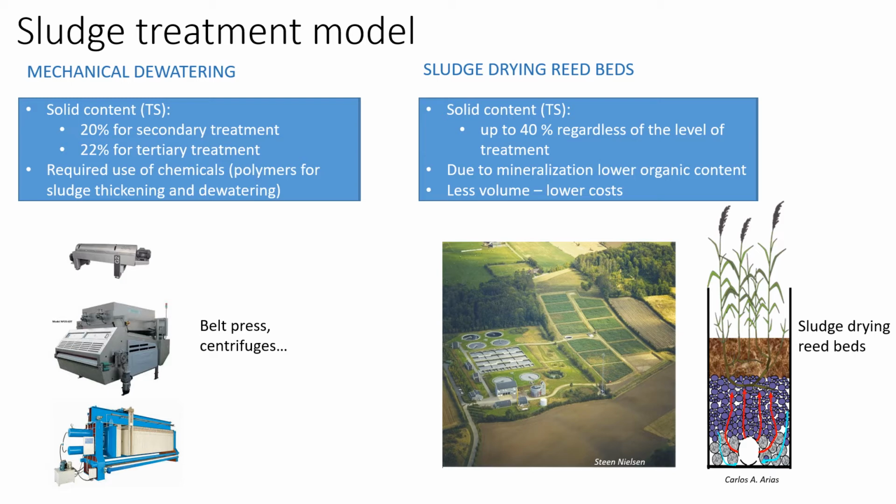Mechanical treatment processes use coagulants or flocculants for sludge thickening and dewatering, while sludge drying reed beds are based on natural processes involving filtration, evapotranspiration, and plant uptake. Sludge drying reed beds can also achieve lower organic content due to mineralization, but require a much larger area compared to mechanical dewatering. Sludge drying reed beds are a passive technology with low energy input, and mechanical dewatering is an intensive technology. The goal of sludge treatment is to reduce sludge volume and make sludge handling easier and cheaper. Smaller amount of sludge at the end of the process reduces overall disposal costs.